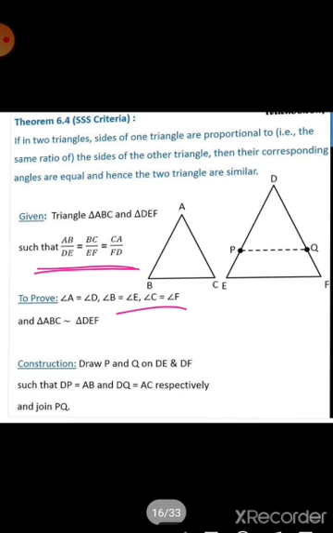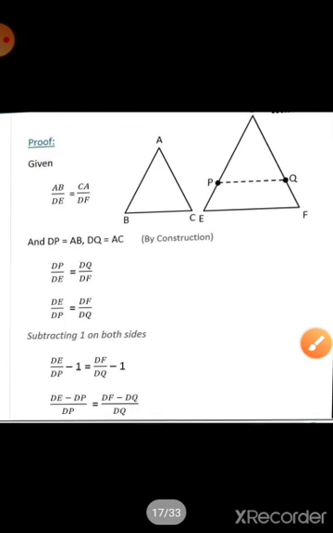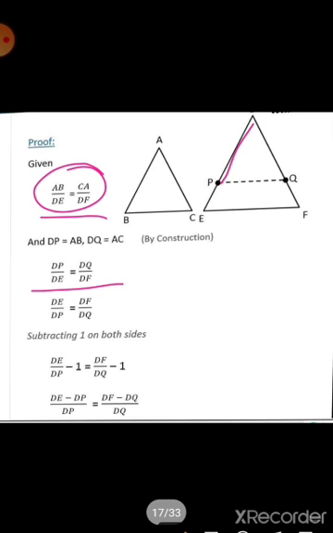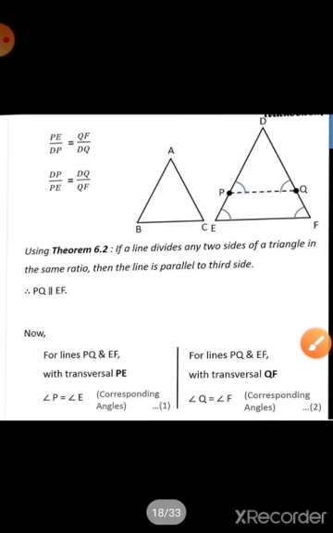Here also the same procedure. Draw a line PQ such that AB is equal to DP and AC is equal to DQ. Now, it is given that AB by DE is equal to CA by DF. What is AB equal to? From our construction, it is equal to DP. So, this equation becomes DP by DE is equal to DQ by DF. Take the reciprocals and subtract 1 on both sides. Then we will get (DE minus DP) by DP is equal to (DF minus DQ) by DQ.